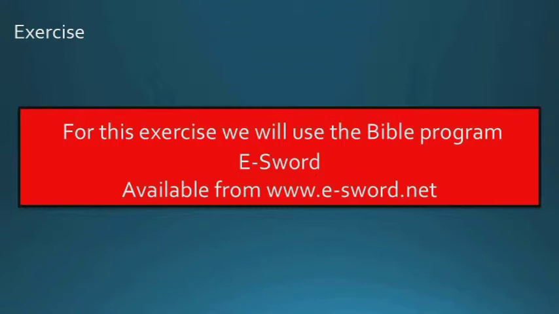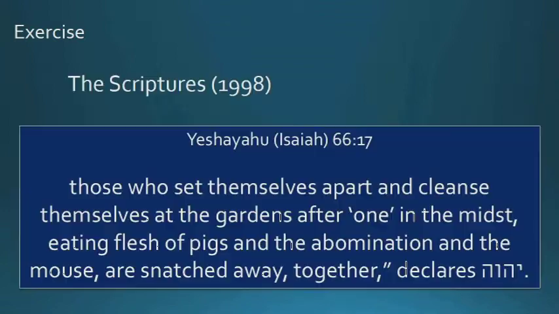And I'll also want to show you how you can look up words in this, both the Hebrew/Greek meanings of these words. All right, the scripture we want to look at, I'm going to take it from the 1998 version of the Scriptures, Yeshayahu 66, verse 17. And that says, "Those who set themselves apart and cleanse themselves at the gardens after one in the midst, eating the flesh of pigs and the abomination and the mouse are snatched away together, declares Yahweh."